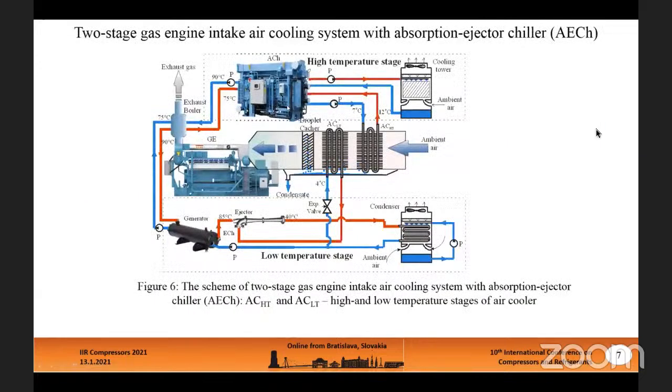Here you see the two-stage ambient air cooling at the inlet of the gas engine by an absorption chiller feeding chilled water with a temperature of about 7 degrees to the high temperature air cooler, where ambient air is cooled down to 15 degrees centigrade, and further air cooling down to 10 degrees centigrade in the so-called low temperature air cooler by boiling refrigerant from the ejector chiller.